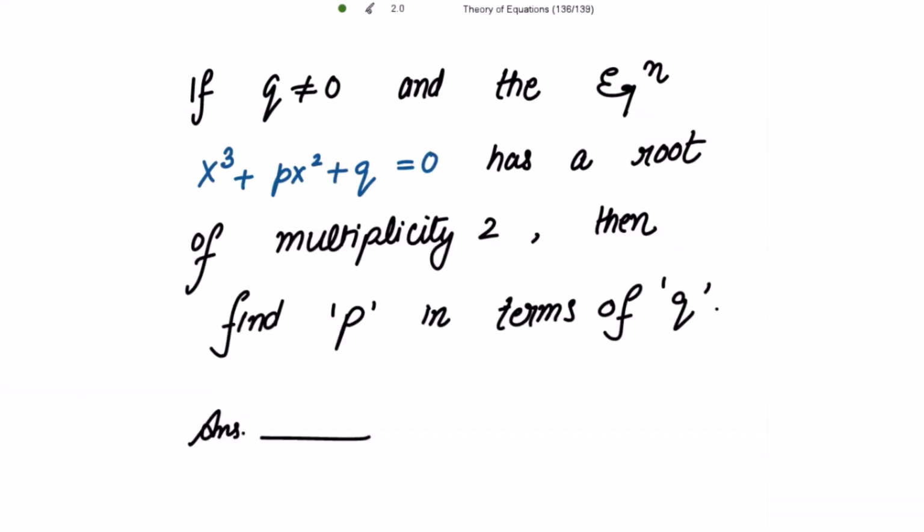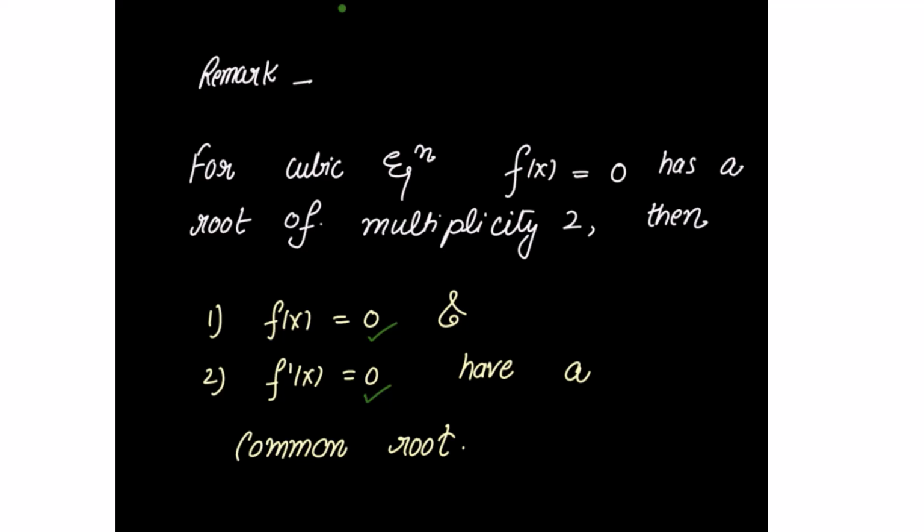is non-zero and the equation x³ plus px² plus q, that is the cubic equation, equal to 0 has a root of multiplicity 2, then we need to find p in terms of q. What is p in terms of q? We have to get the value of p in terms of q. So before starting with the solution, there is a remark written over here.